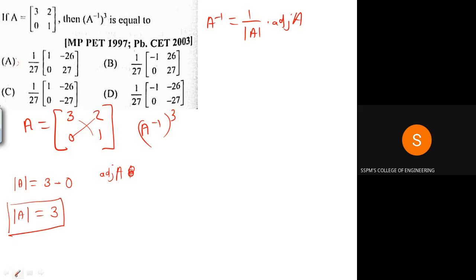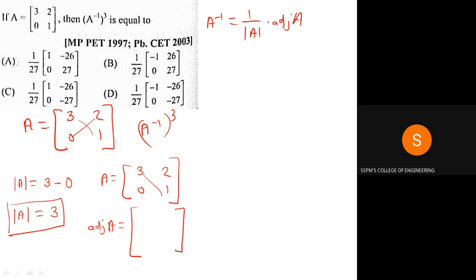Adjoint of A. What is A? A is equal to 3, 2, 0 and 1. So what is adjoint of A? How to find adjoint of A here? So these two interchange their positions. So 1 comes here, 3 goes here. So 2 and 0, 2 becomes minus 2 and 0, 0 is neutral, so it cannot change its sign, 0. So 1, minus 2, 0 and 3. Okay, this is adjoint of A.